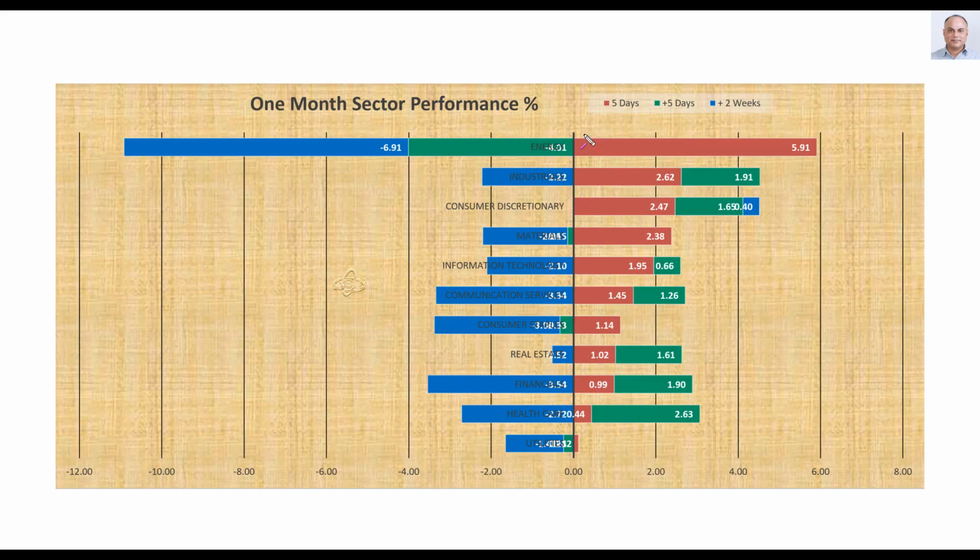That is showing bullishness in the market at sector level as well. The best performer is energy. It went up by a very large 5.91%. In the previous week, it was down significantly, and in 2 weeks prior to that also, it was down significantly. Energy seems to be turning around.